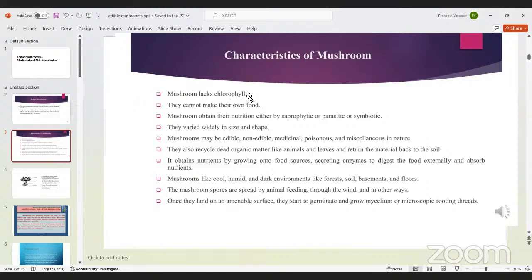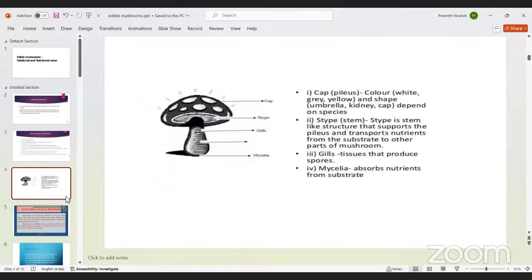The mushroom spores are spread by animals feeding, through the wind, and also in other ways. So propagation is through the spores. Once they land on an amenable, that is suitable, surface, they start to germinate and grow the mycelium, or microscopic rooting threads. Now the structure of the mushroom. When we discuss the structure, it contains a cap-like structure, okay, called the pileus. Its color may vary, like white, gray, or yellow, and the shape of the cap may vary, like umbrella shape or kidney shape, depending on the species.